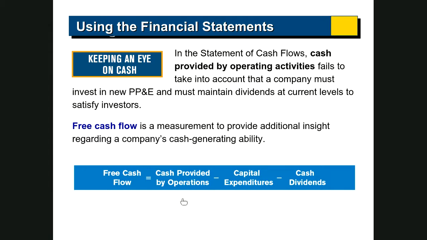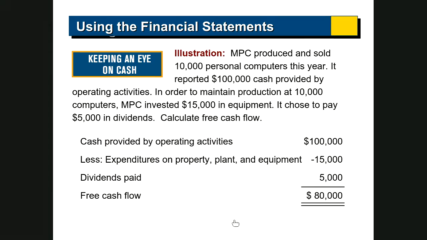Okay, so here again, it's an example. The cash provided by operating activities, $100,000, less expenditure on property, plant, and equipment. So this example says MPC produced and sold 1,000 personal computers this year. It reported $100,000 cash provided by operating activities. In order to maintain production at 10,000 computers, MPC invested 15,000 in equipment. It chose to pay 5,000 in dividends. Calculate free cash flow.